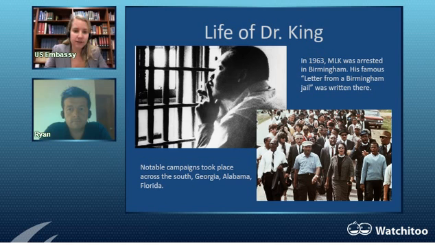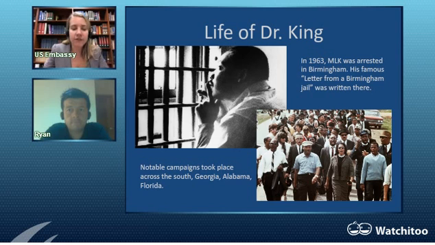So the reason I chose these two pictures on the screen here is to show you examples of ways that Dr. King was involved in nonviolent resistance to segregation and discrimination. The picture at the bottom of your screen is a picture of Dr. King. He is accompanied by his wife, Coretta Scott King, and some other very important leaders of the civil rights movement, and they are engaged in a march, which was a very common practice in the civil rights movement.